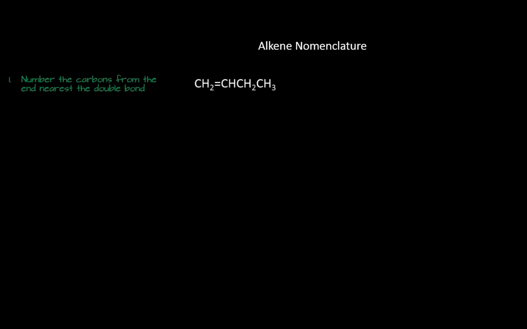Let's now look at the nomenclature of alkenes and start with this, a 4-carbon alkene called butene. We need to locate the position of the double bond so that we can name it correctly. We number the carbons from the end near the double bond. Here is our numbering, and we consider the double bond to start at carbon 1. So this will be called 1-butene.